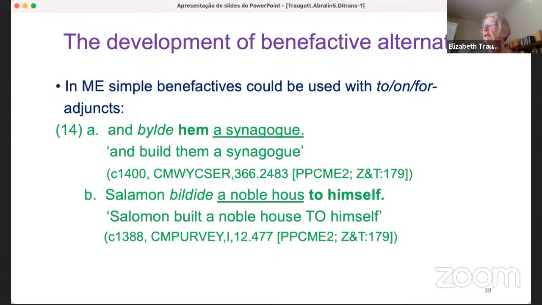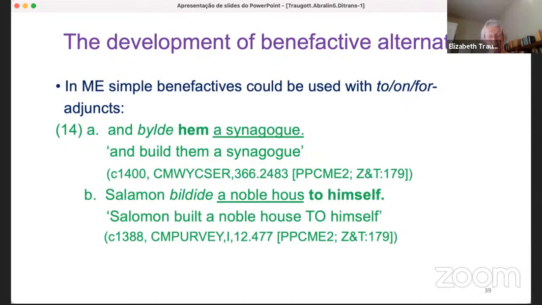Now, I was interested to find that in Middle English, and this is Eva Zehentner's work, Eva Zehentner found that in Middle English the To-POC was very productive, very stable for what are now the dative alternation verbs. But the prepositional phrase associated with benefactives was quite unstable in Middle English. So you can find "build him them a synagogue" and "build a noble house to himself."